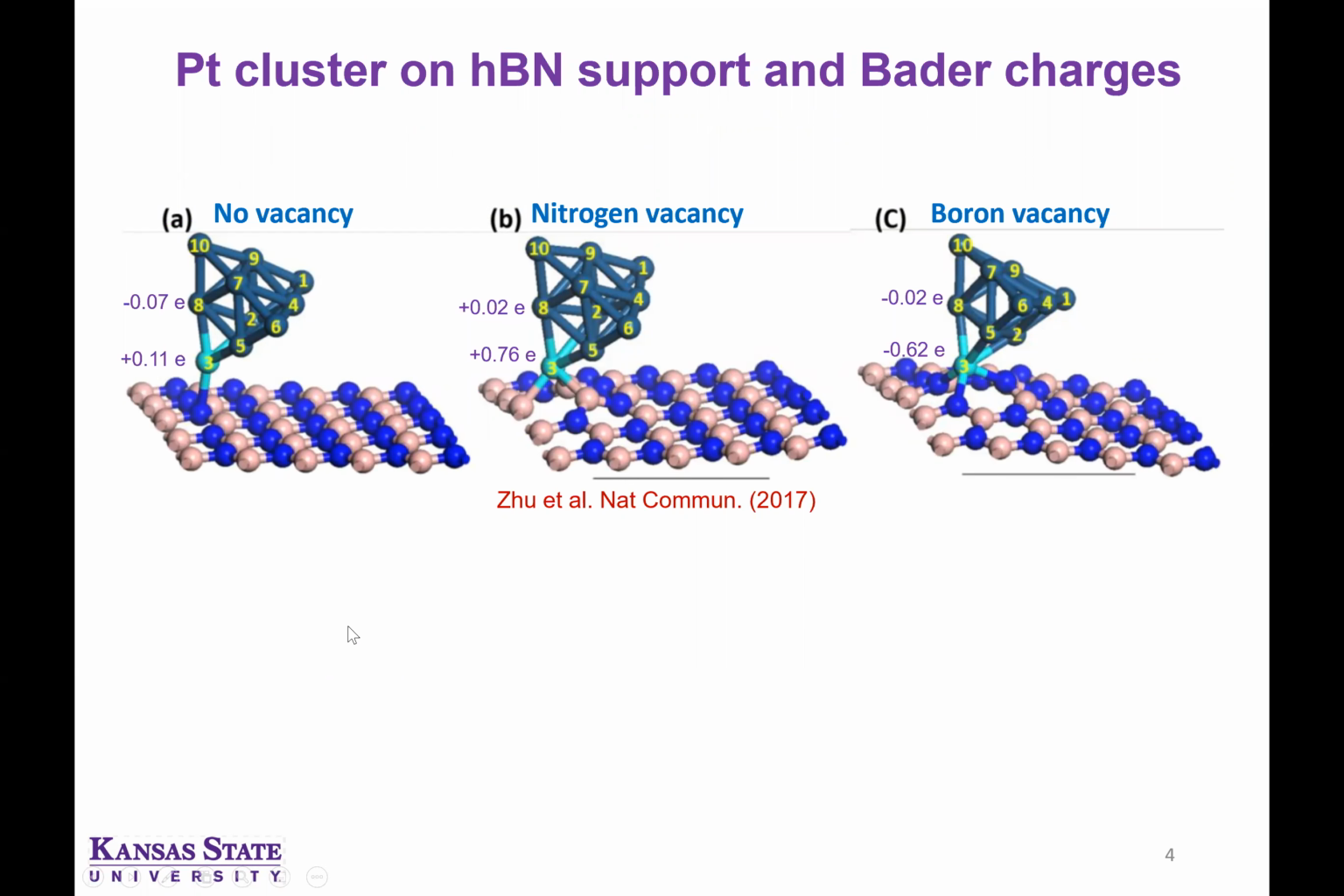Theoretically, we built models by placing a Pt10 cluster on different hBN supports. We also performed the Bader charge analysis and found that once the platinum particle is near the nitrogen vacancy, there will be charge transferred from platinum to the support. Whereas for the boron vacancy, the charge transfer direction will be the opposite.